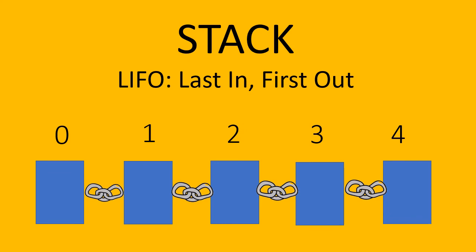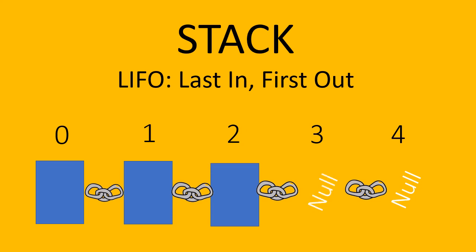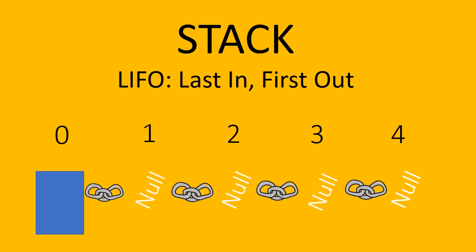In this case, it is the 4 item. Then when it comes back, it will grab the 3 item, and then the 2 item, and then the 1 item, and lastly the 0 item. So the last items in are the first items out. That is how a stack works.